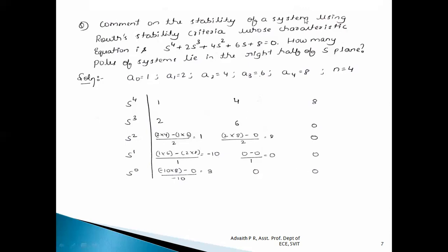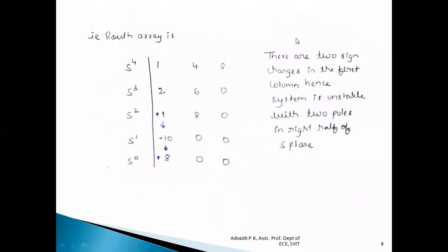Now, if you observe, we have got values in the first column of the Routh array. The values we have got in the first column are plus 1, plus 2, plus 1, minus 10, plus 8. Plus 1, plus 2, there is no sign change. Plus 2, plus 1, there is no sign change. Plus 1, minus 10, there is a sign change. One sign change is there. Similarly, minus 10, plus 8, again there is a sign change. So there are two sign changes in the first column of the Routh array.